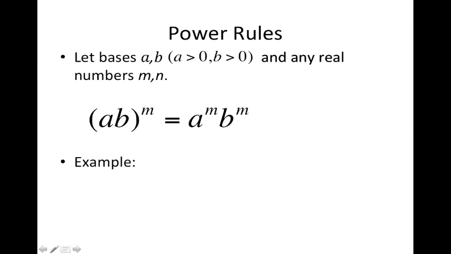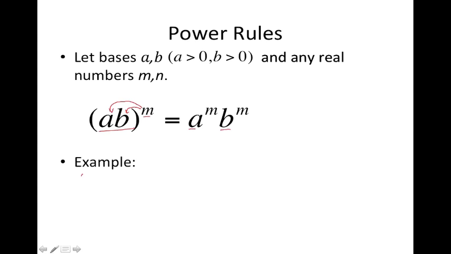So now here's the power rule. I have a base. I'm multiplying two numbers, and those two numbers multiplied together, that product is going to be raised to some exponent m. And so what I can do is I can kind of distribute this m to each part of the base. So it becomes a to the m times b to the m.